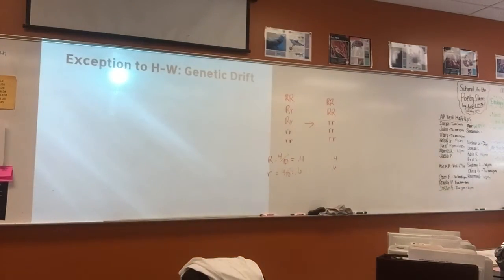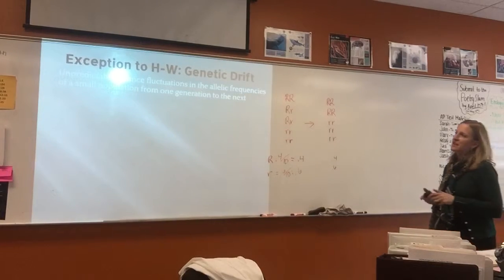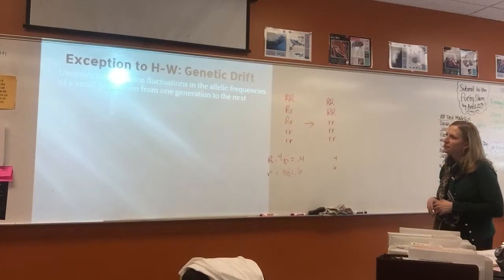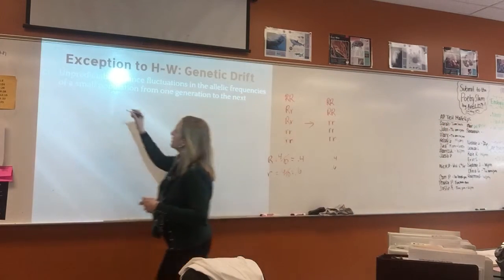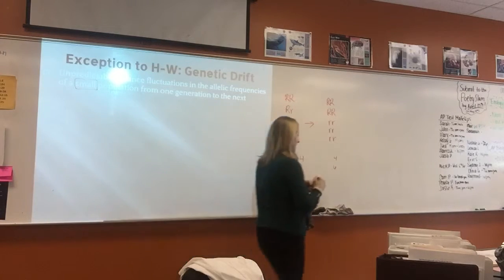So what we're going to look at next is some of the things that affect the Hardy-Weinberg equilibrium. I wrote over here, for number 1, the population must be extremely large so that no genetic drift can occur. So let's talk about what genetic drift is: unpredictable chance fluctuations in the allelic frequencies of a small population. Small is a key word here. Small population from one generation to the next.